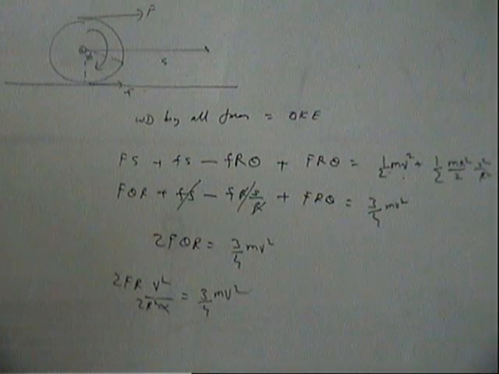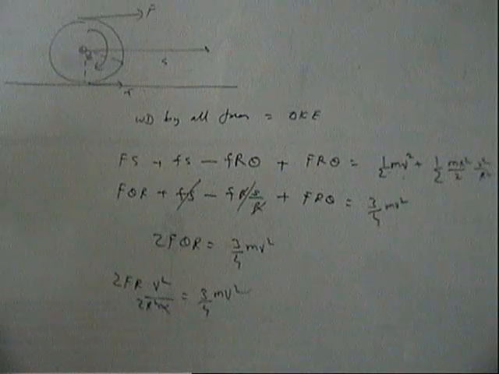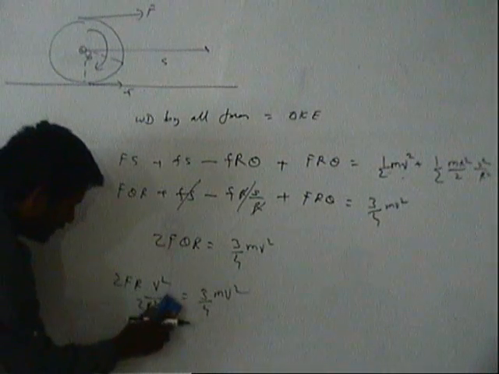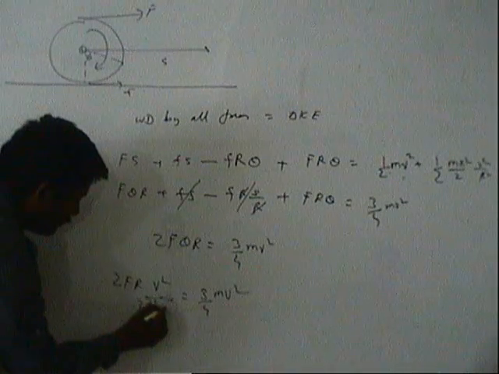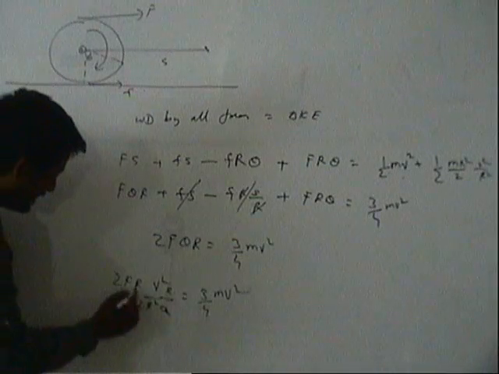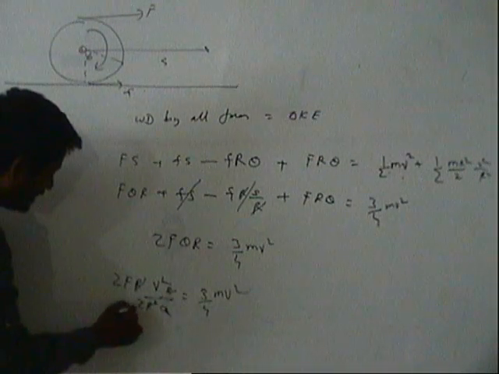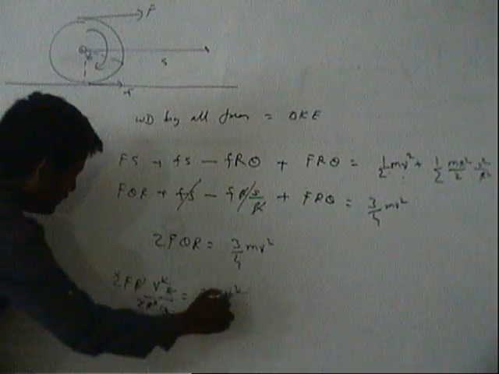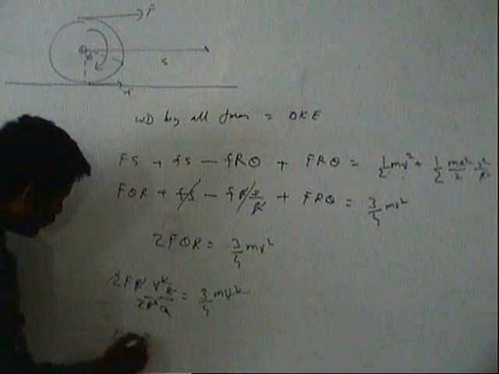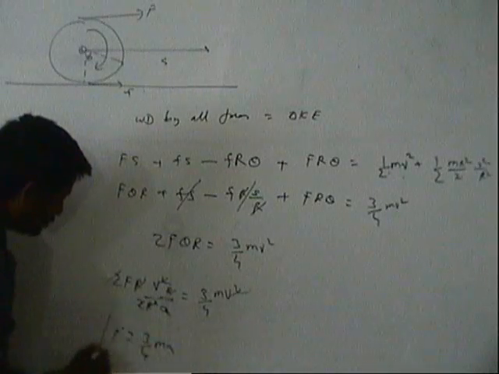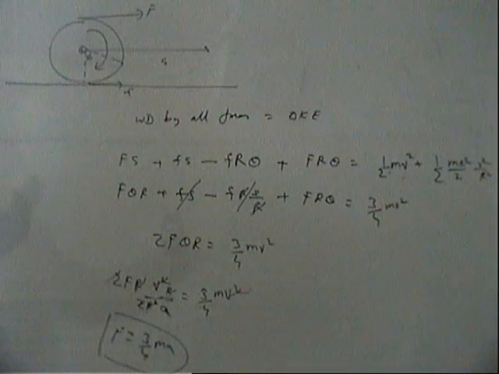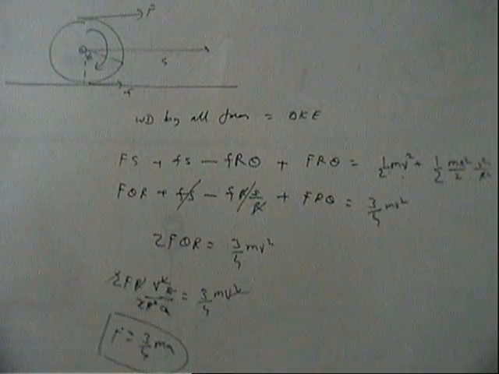So we have omega square, v square by r square, over 2 alpha. Alpha is nothing but A by R, I can write. Therefore, A by R. Now I can cancel R square, I can cancel 2, I can cancel V square. Therefore, F equal to 3 by 4 MA. Cross multiply it, so we get the same F. Even though it is laborious, it is required to know the concept.